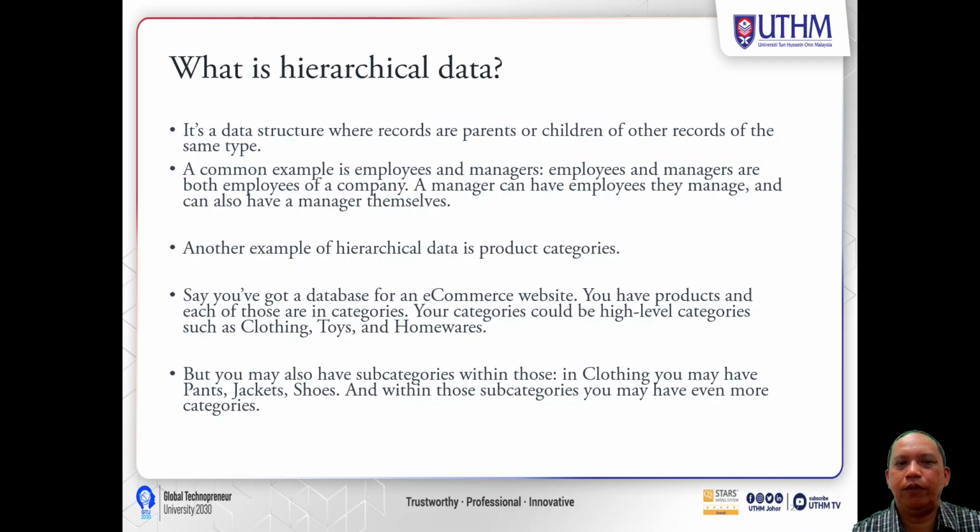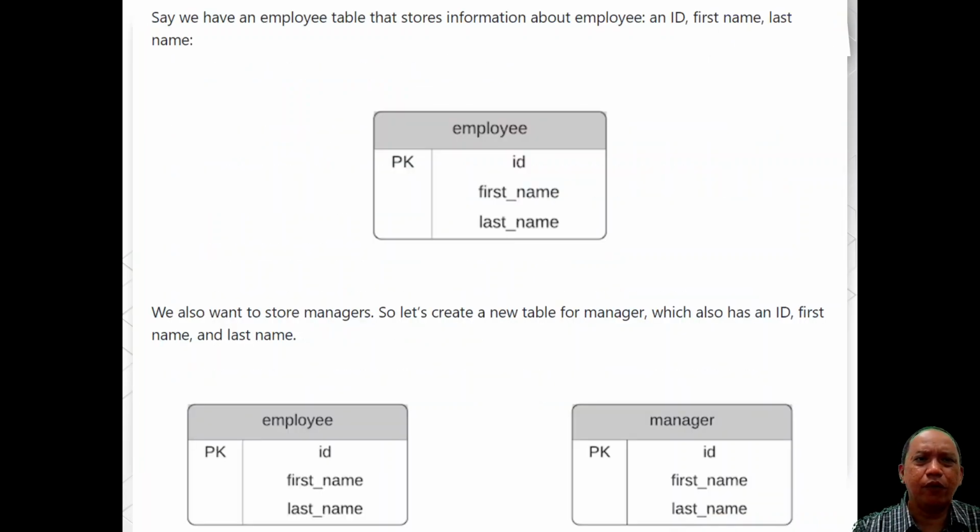In clothing, you may have jackets, pants, and shoes, and within those subcategories, we may have even more categories. So remember, we have a multi-hierarchy level that we discussed in chapter 2. This is also related to the database. I give this scenario, hopefully you understand.